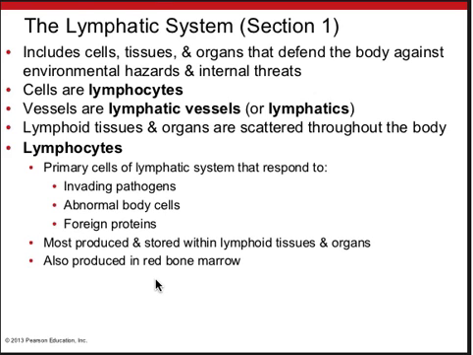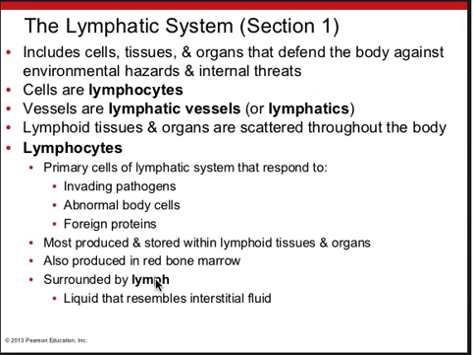They're also made in the bone marrow, specifically the red bone marrow, which in the adult, remember, is going to be found in the ribs, in the os coxa, those are the hip bones, in the sternum, in the flat bones of the skull, the proximal heads of the femur, and so on. They're surrounded by lymph, which is a liquid that resembles interstitial fluid, and it is the second liquid connective tissue in the body, the first being blood.